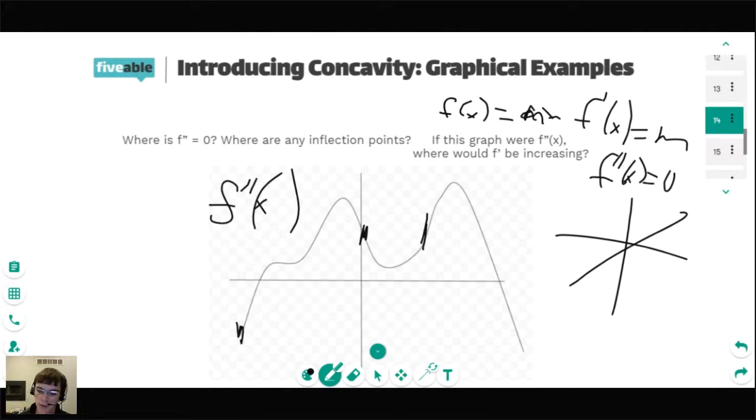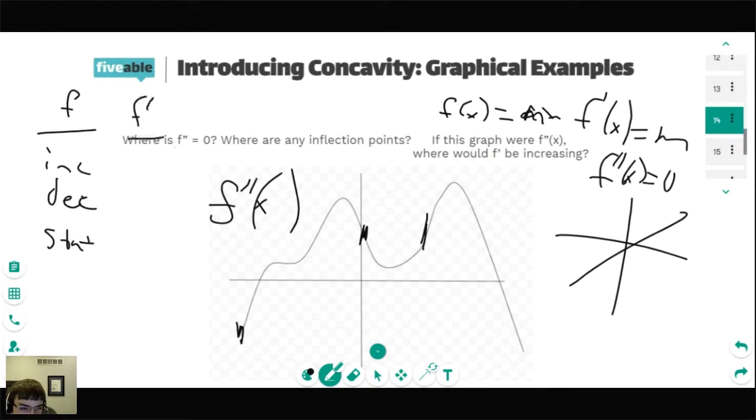All right, so going back to our initial question here, if this graph were f double prime of x, where would the derivative be increasing? An easy way to think about this is anytime you've got f double prime and f prime, remember that the relationship between those two is the same as the relationship between f and f prime. So if f is increasing, decreasing, or stationary, the derivative is positive, negative, and 0, respectively.